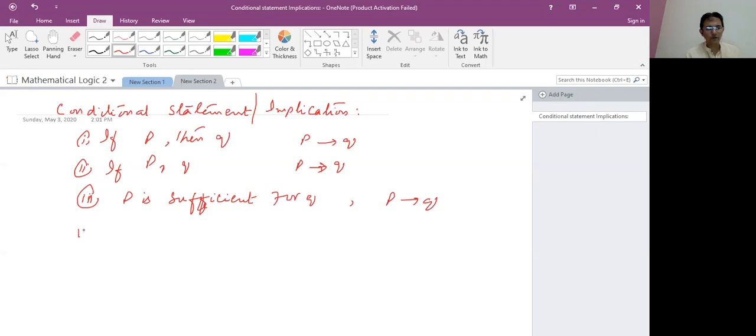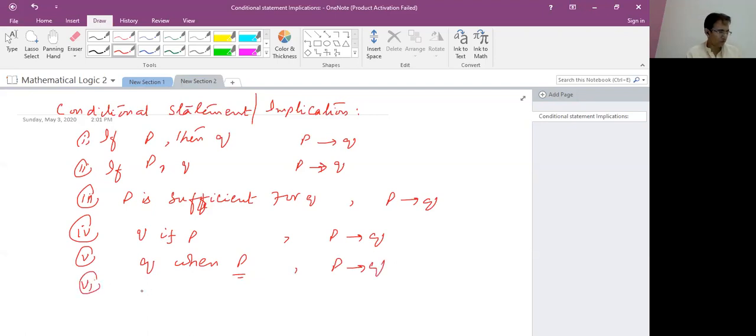It is a conditional statement. Now when we consider Q if P, it has the same meaning, a conditional statement. Now if we use Q when P, it means Q depends on P. In another way, it means P implies Q. Q unless P, unless negation P, in another way we call it conditional. There are so many expressions used in conditional statements.